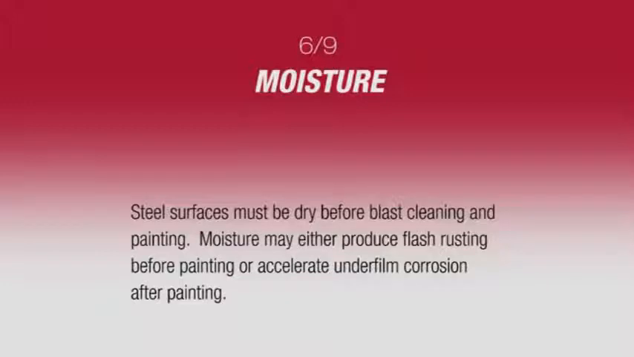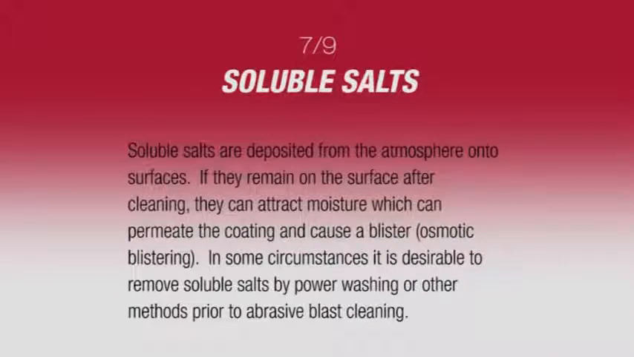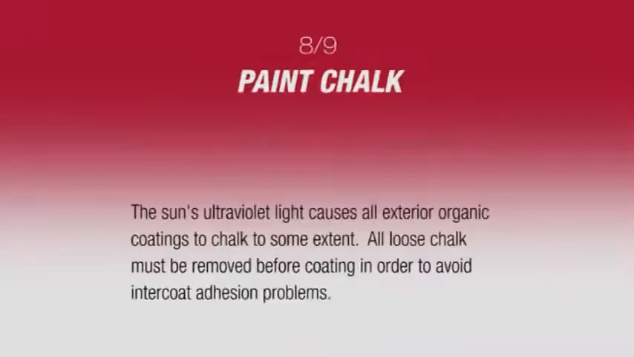Moisture. Steel surfaces must be dry before blast cleaning and painting. Moisture may either produce flash rusting before painting or accelerate underfilm corrosion after painting. Soluble salts. Soluble salts are deposited from the atmosphere onto surfaces. If they remain on the surface after cleaning, they can attract moisture, which can permeate the coating and cause blistering, osmotic blistering. In some circumstances, it is desirable to remove soluble salts by power washing or other methods prior to abrasive blast cleaning.